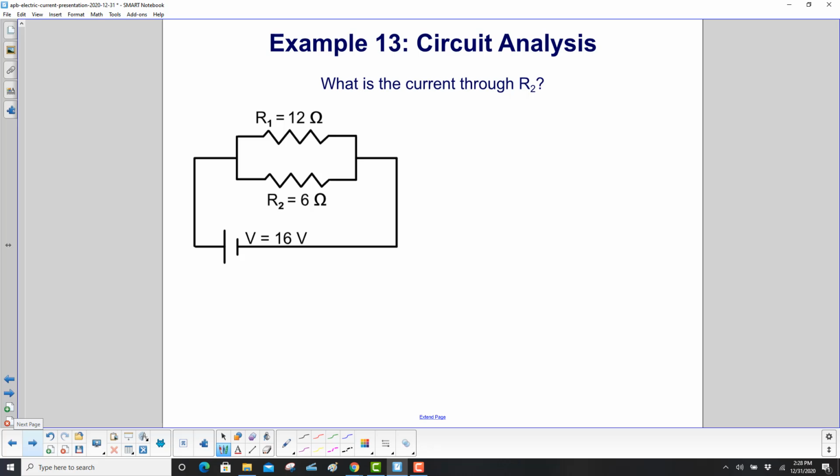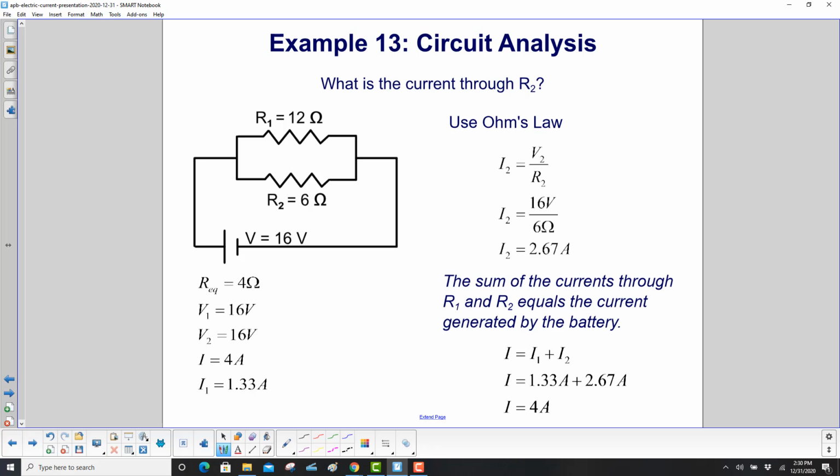What is the current through R2? So we will use Ohm's law, where we have the voltage across R2 divided by R2. So we have 16 volts divided by 6 ohms, and we get 2.67 amps.